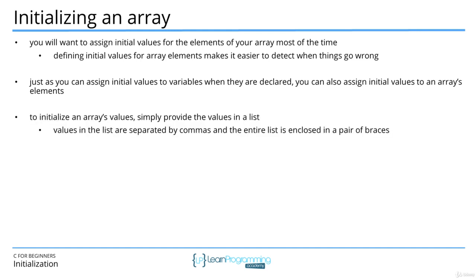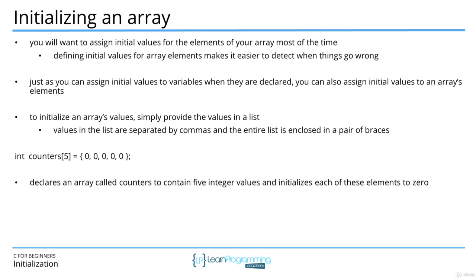To initialize an array's values, you simply provide the values in a list. The list is separated by commas and the entire list is enclosed inside a pair of curly braces. It looks something like this. Here we're creating an array named counters. It's of type int. It has 5 elements. And then we have the curly brackets and we're not using any indexes in here. You'll notice that we just have numbers separated by commas. What this is doing is it's setting all 5 elements in the counters array to 0. Each of the elements is 0.